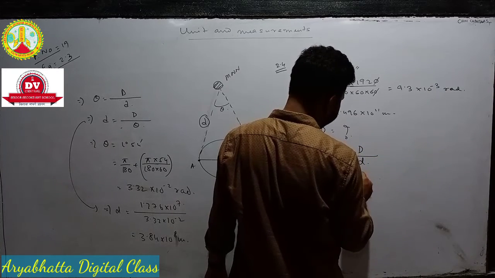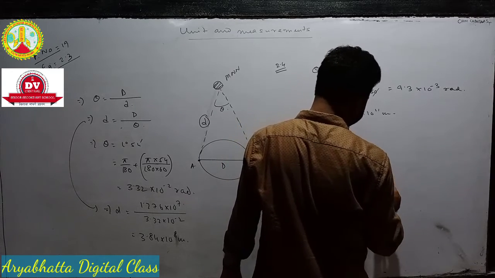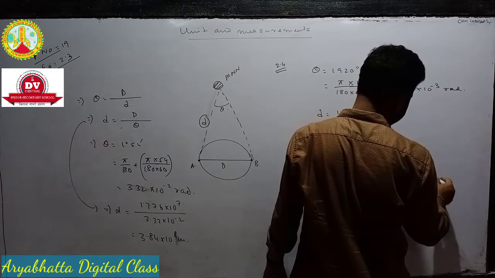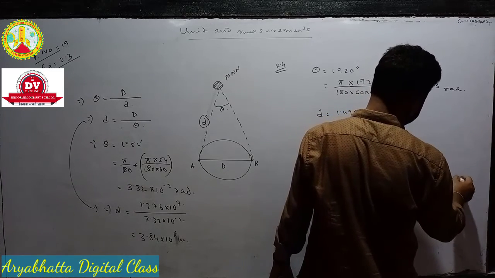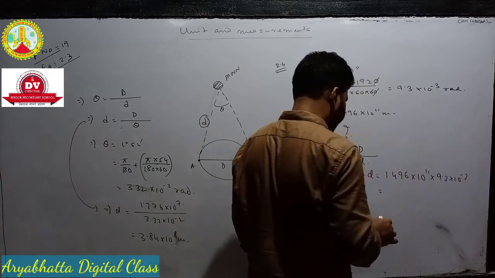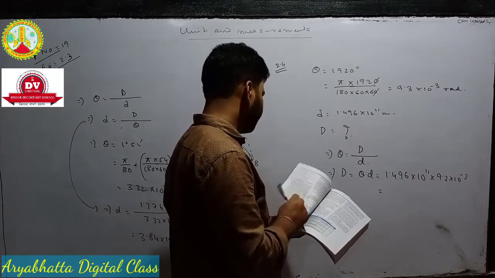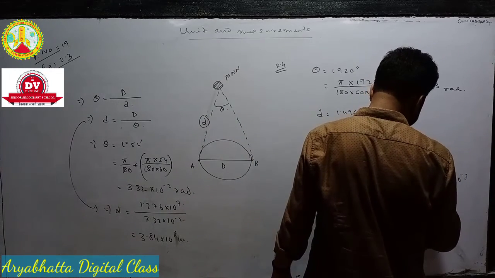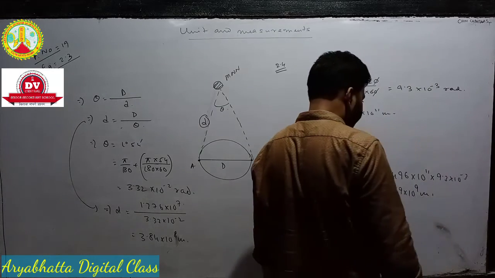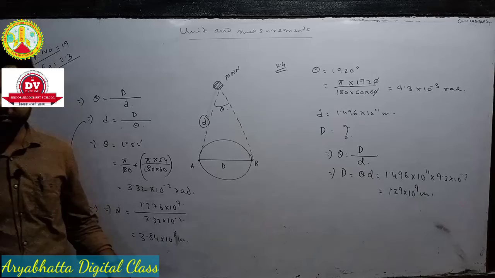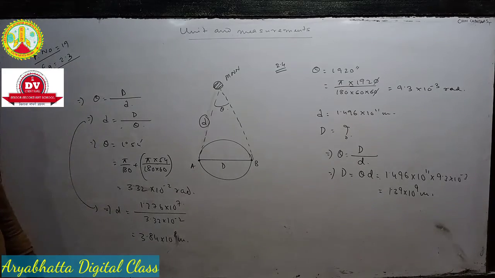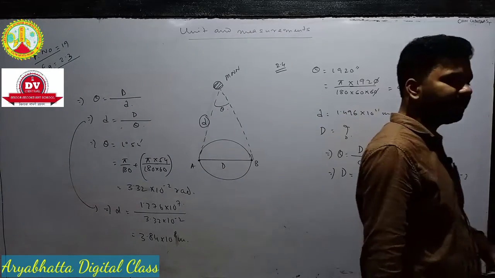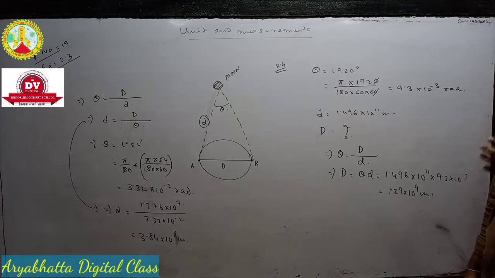So capital D will be theta into small d, that is 1.496 into 10 to the power 11 into 9.3 into 10 to the power minus 3. So the answer will be 1.39 into 10 to the power 9 meters. So in this way you have to solve the numericals. Have patience and solve the numericals step by step, and remember this formula, that theta equal to diameter divided by distance, or theta equal to arc by radius, and all these things.